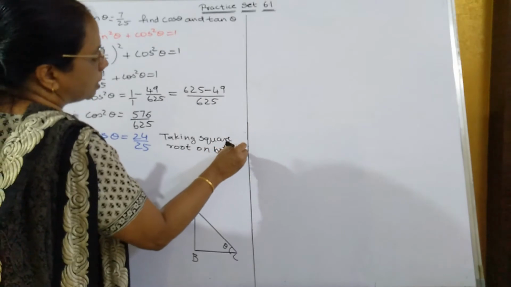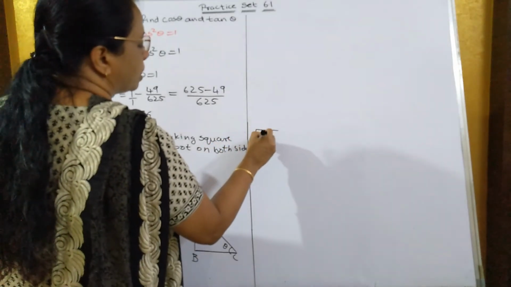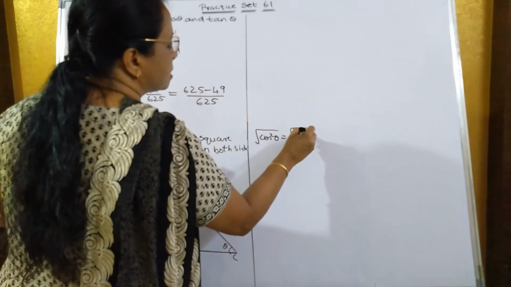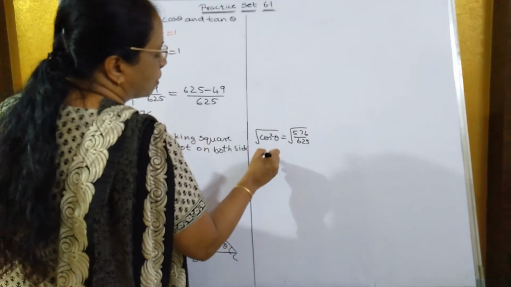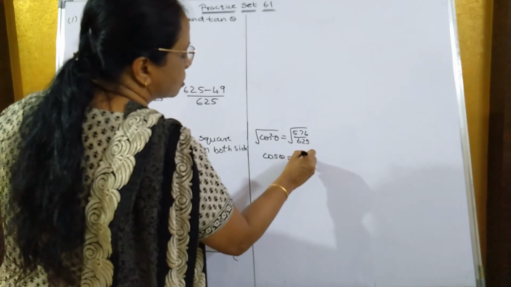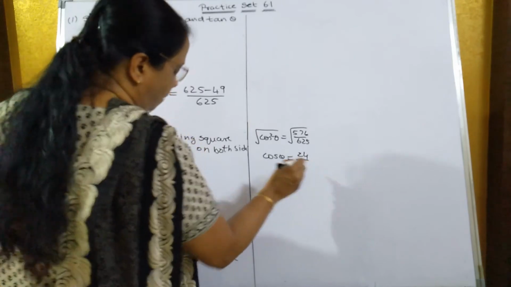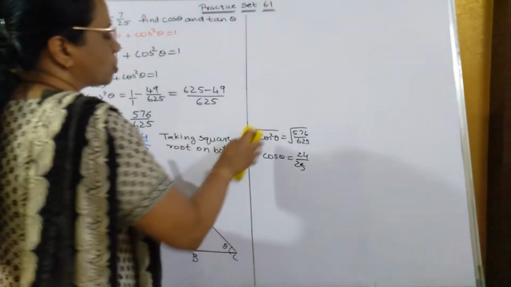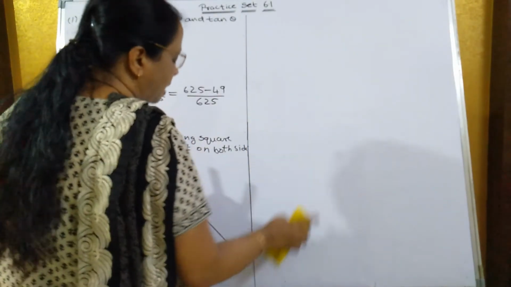What is the meaning of this? If I take the square root of cos square theta is equal to square root of 576 upon 625, the answer will be what? Square root of cos square theta is cos theta, and square root of 576 is 24, and square root of 625 is 25. So you don't have to show this directly, you can write down taking square root on both sides. Now we have to find out the value of tan theta.